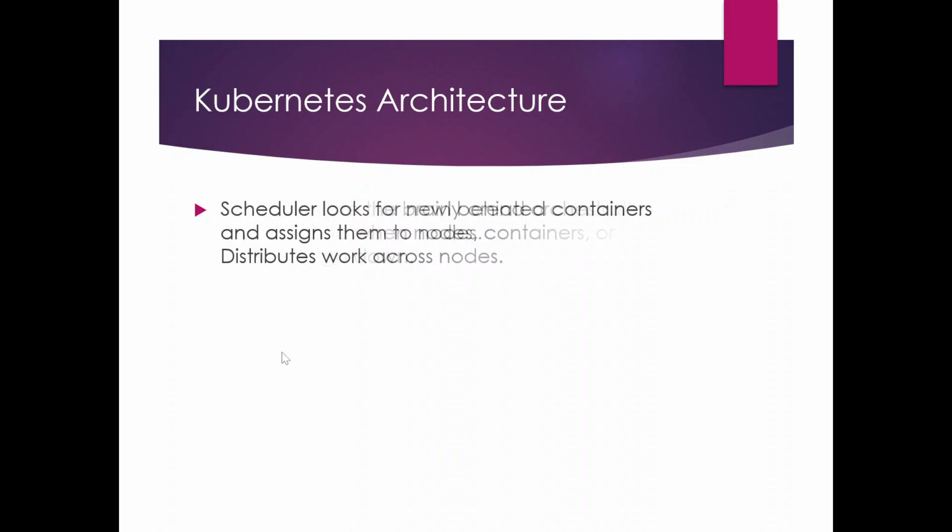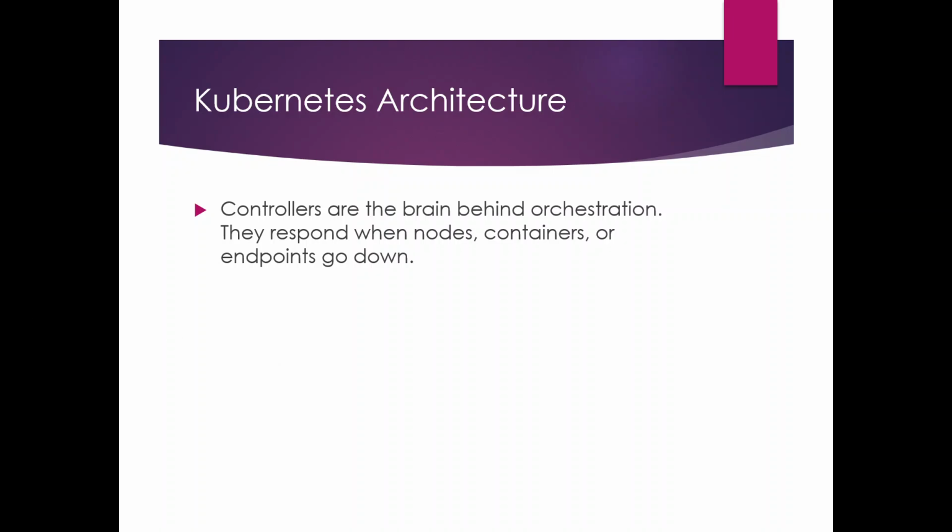Next, we have the controllers. The controllers are the brain behind orchestration. They are responsible for noticing and responding when nodes, containers, or endpoints go down. The controller makes the decision to bring up new containers in such cases.